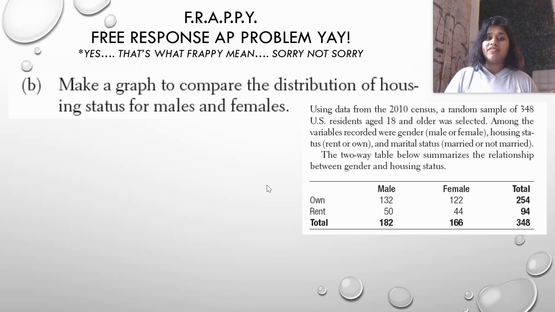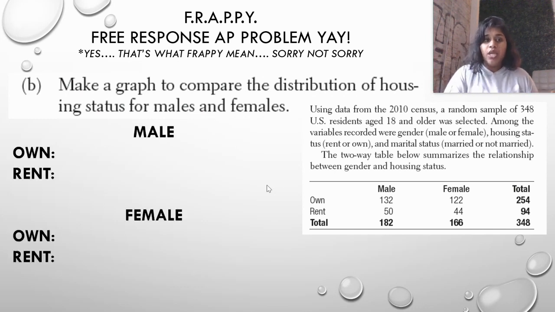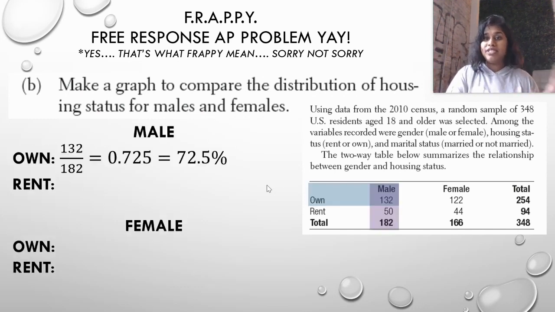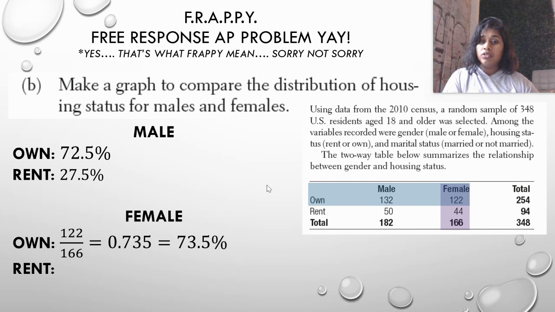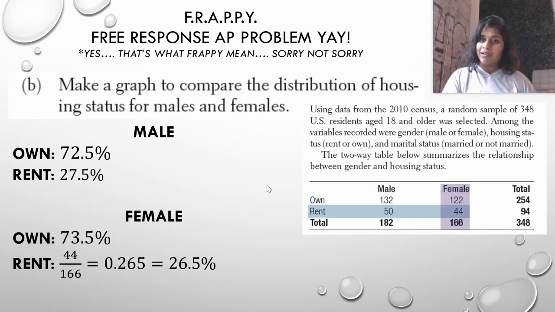So, make a graph to compare the distribution of housing status for males and females. Well, in order to do that, it's kind of a two-step thing. First, we have to get all of our distributions, and then we can plug them into a visualization. We already got one, right? We already got males who own. We did that in the previous slide. Now let's go ahead and do males who rent, then females who own, then females who rent. Look how easy that was.